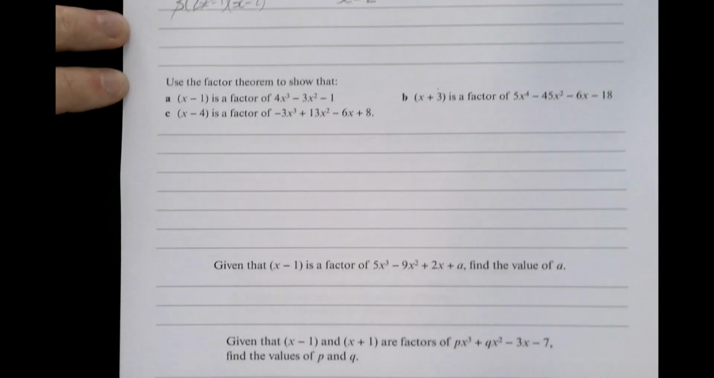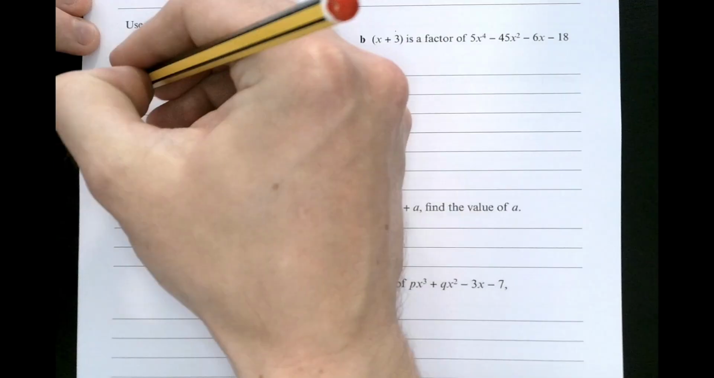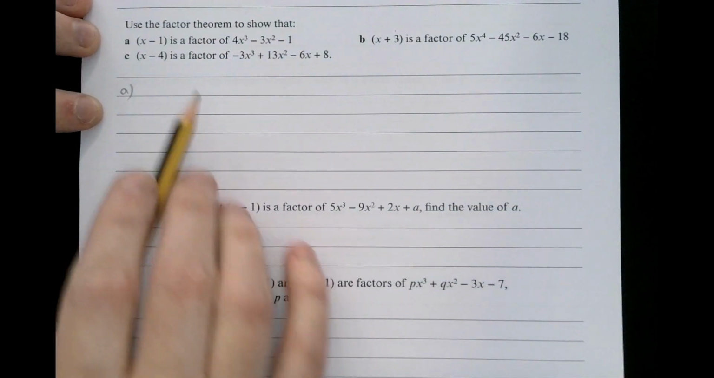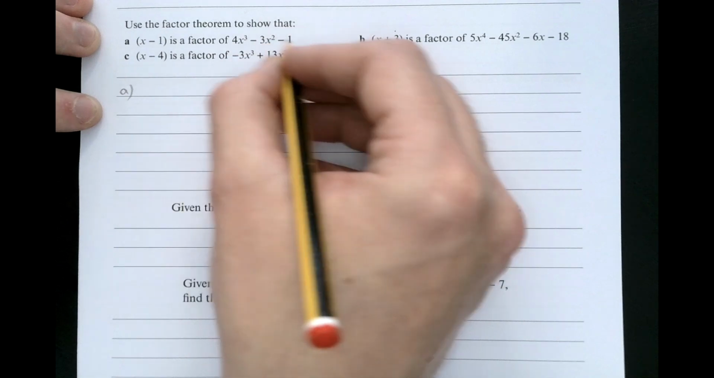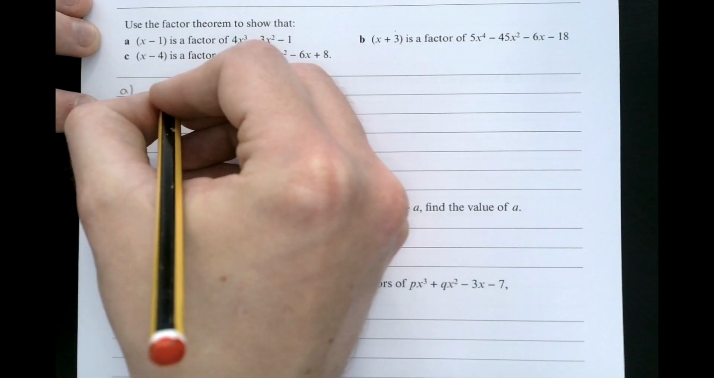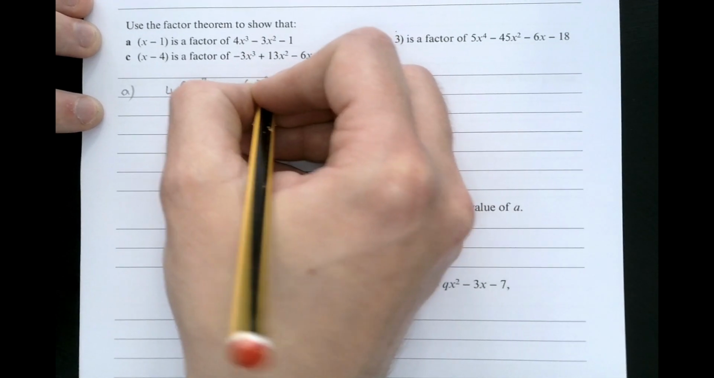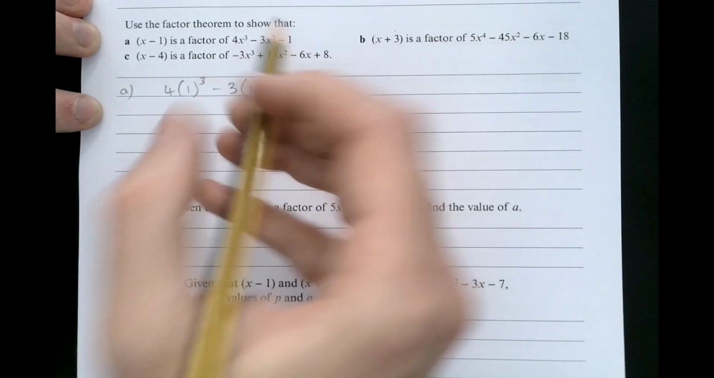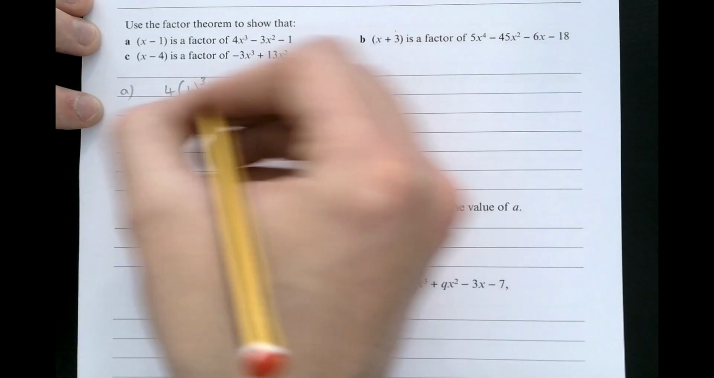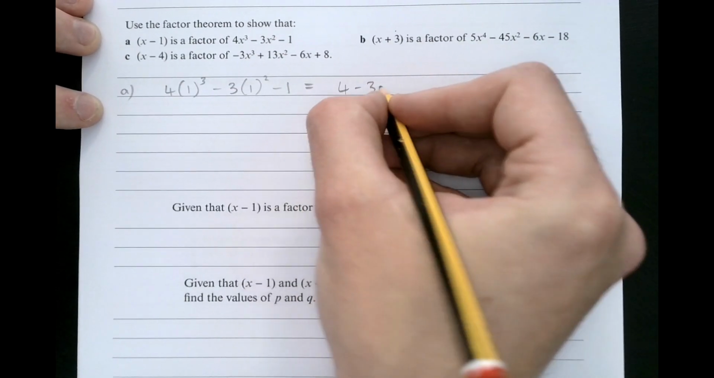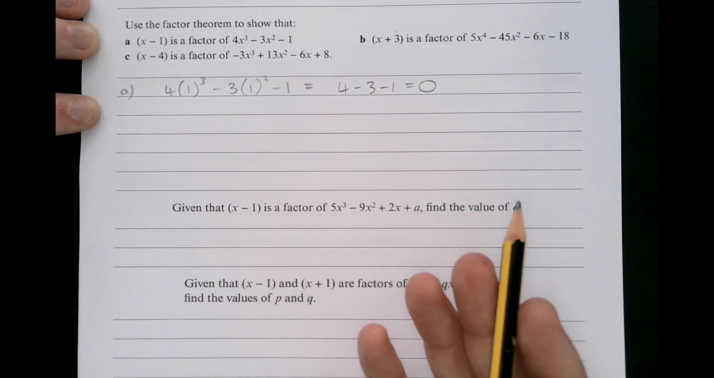And then moving on to the factor theorem, so something that's a bit more A-level. To use the factor theorem, here you would just substitute in x equals 1 into this equation. So 4 lots of 1 cubed minus 3 lots of 1 squared minus 1. And if this is a factor, then this will become 0. So 4 minus 3 minus 1 equals 0. So that's the factor theorem. You can use it either way.